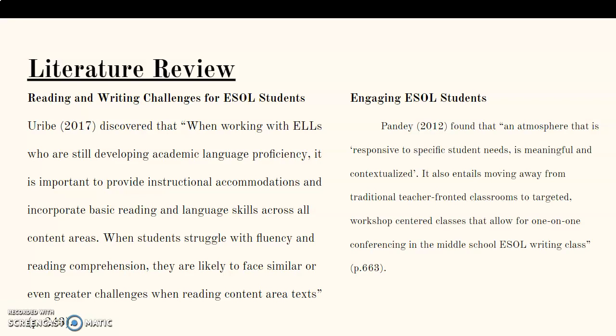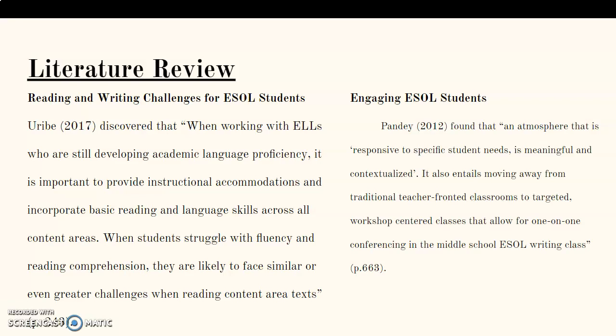The next part I looked at for my literature review was engaging those ESOL students. Pandy found that an atmosphere that is responsive to specific student needs is meaningful and contextualized. It also entails moving away from the traditional teacher-fronted classrooms to targeted workshop-centered classes that allow for one-on-one conferencing in the middle school ESOL writing class. Well, this one-on-one conferencing setting is also beneficial in the elementary as well as the high school setting.